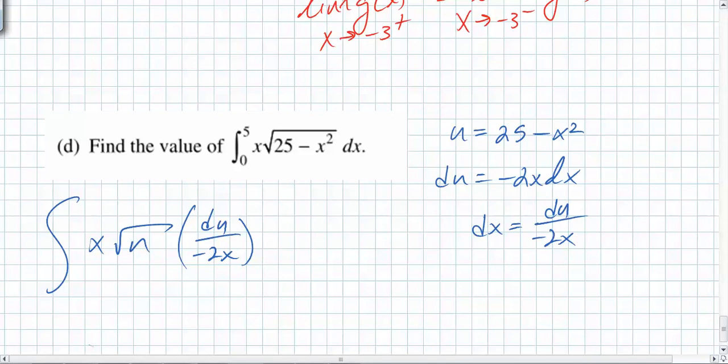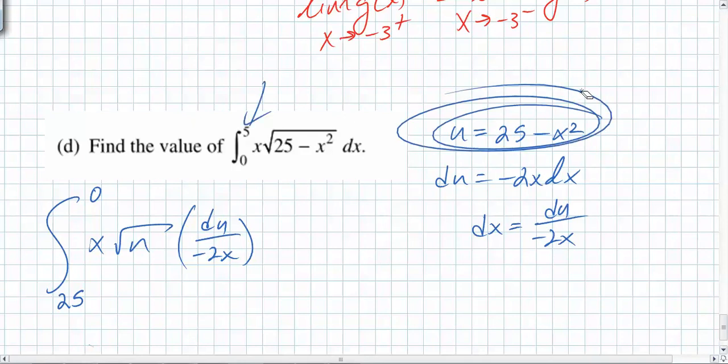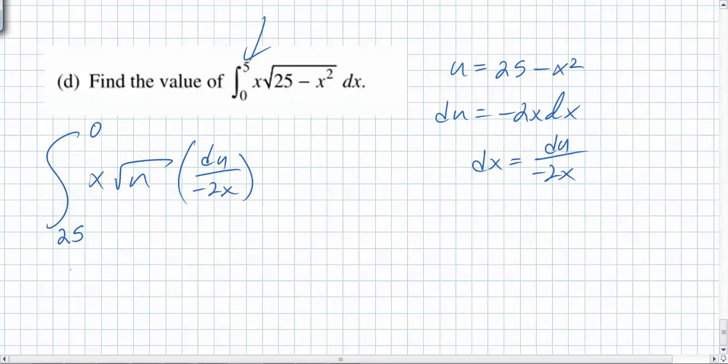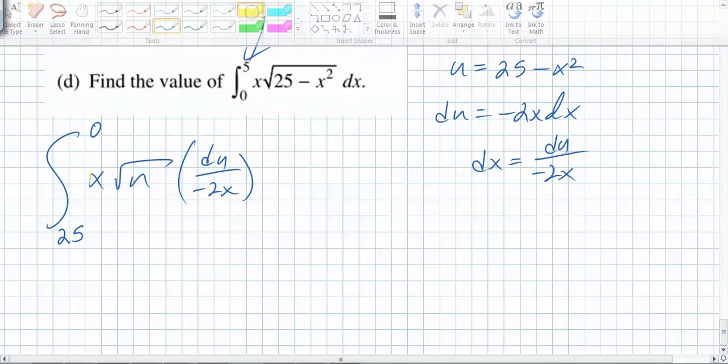And what do the limits turn into? Careful. What do the limits turn into? This is the trickiest part by far. What's the lower limit? 25. And what's the upper limit? 0. Why? Look, these are x values. You have to change them into what values? U values. So now you flip it around. Oh, what's the magical thing that happens? What happens to the x's?